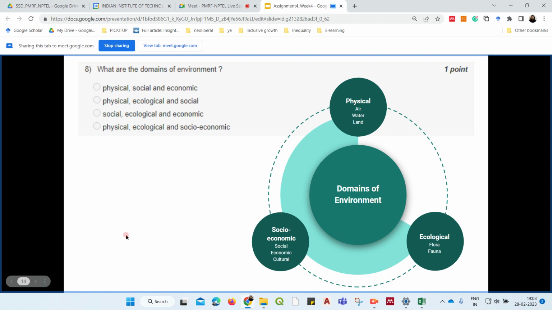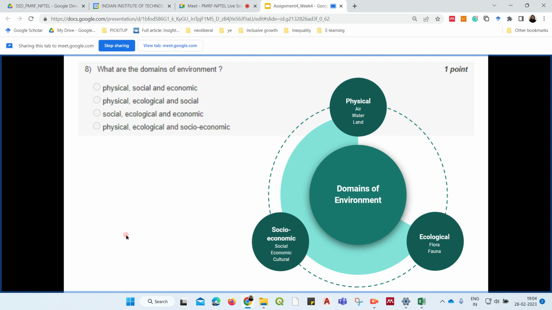So what the question asks is, what are the domains of environment, and you are given several options: physical, social and economic, then physical, ecological and social, ecological and economic, and then physical, ecological and socio-economic. So there are three key domains of the environment, and within the key domains there are several subdomains. The three key domains are physical, ecological and socio-economic.